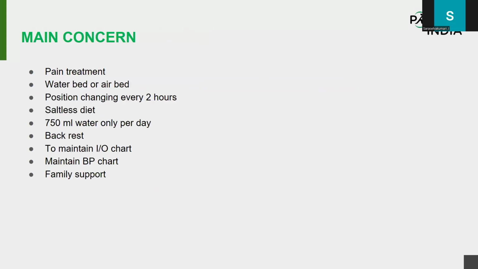Main concern: pain treatment, water bed or air bed, position changing every 2 hours. Salt restricted diet given, 750 ml of water only per day. Backrest given, maintain IO chart, maintain BP chart, family support.